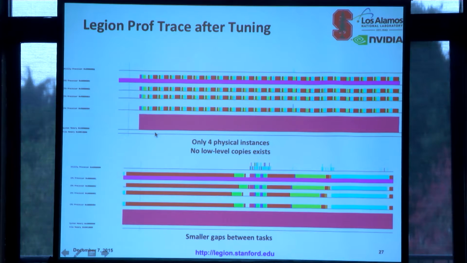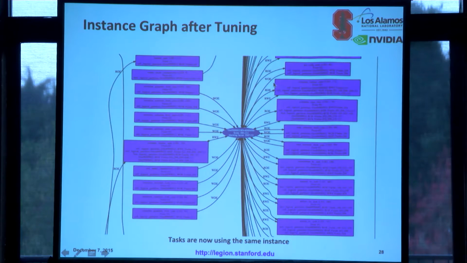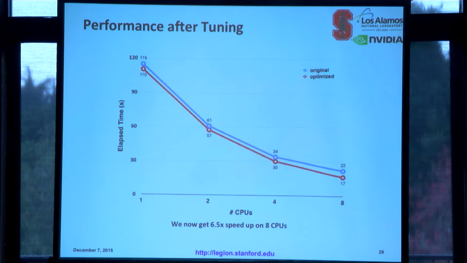And if I zoom in, there is a smaller gap between the tasks. And in this instance graph after tuning, you will see that all the tasks are accessing the same physical instance. This is kind of nice to see when your tuning was successful. So this tuning translates into better performance here. We now get a 6.5 speedup on 8 CPUs. If you take a closer look at the gap between these circles on 8 CPUs, there is a larger gap compared to the initial ones here.